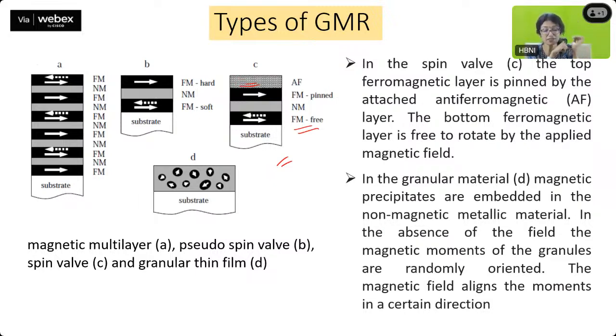Whereas when you move to the granular thin film, you have magnetic precipitates embedded in a non-magnetic metallic material. As you can see, these are the granular precipitates, embedded in the non-magnetic material, which is given in this light color. In the absence of a field, the magnetic moments of the granules are randomly oriented, and the magnetic field aligns the moments in a certain direction. So again, this gives rise to a GMR effect.